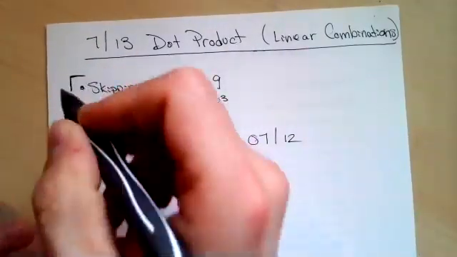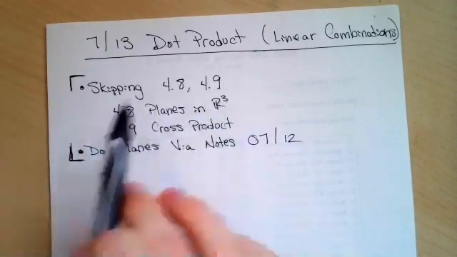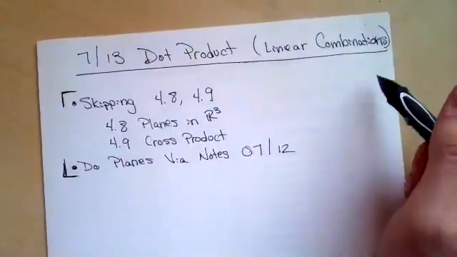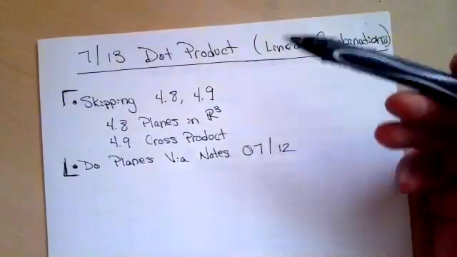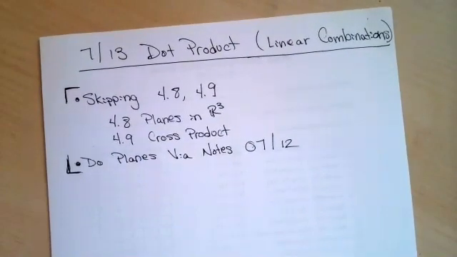The way the book does planes, they define it in terms of normal vectors, which is actually a really nice way to do planes, but it doesn't work if you're in 4 dimensions or higher. It only works for planes in R3. So we'll get into the concept of normal vectors and orthogonal vectors today with the dot product, and then you can use that to develop nice equations for planes in R3.